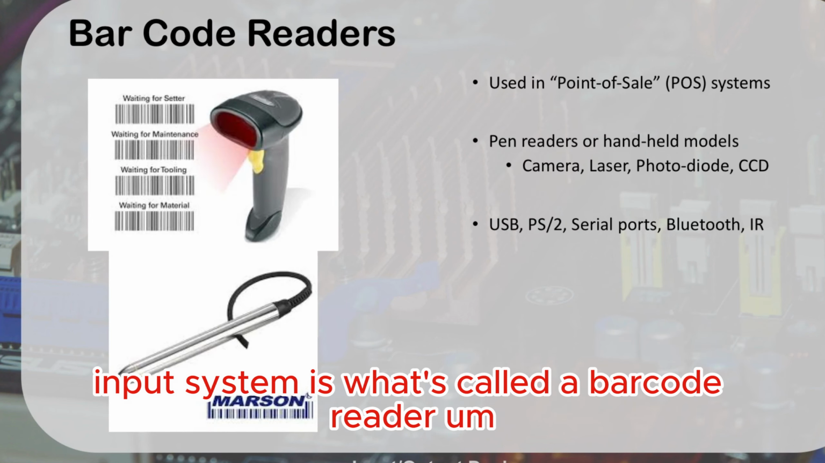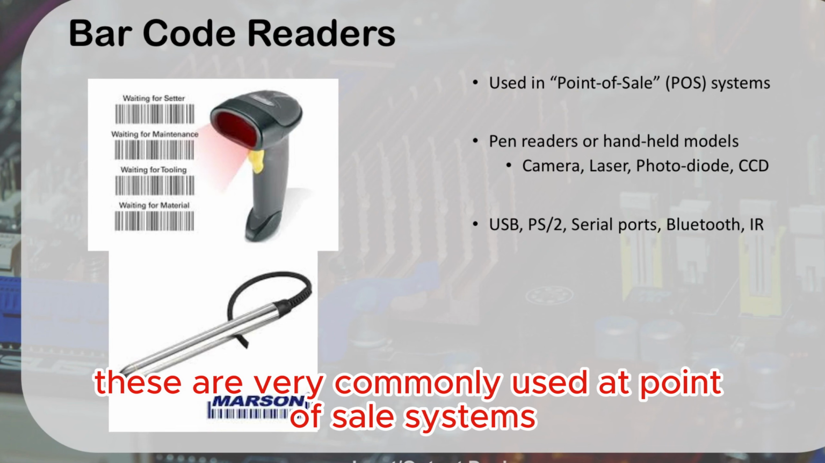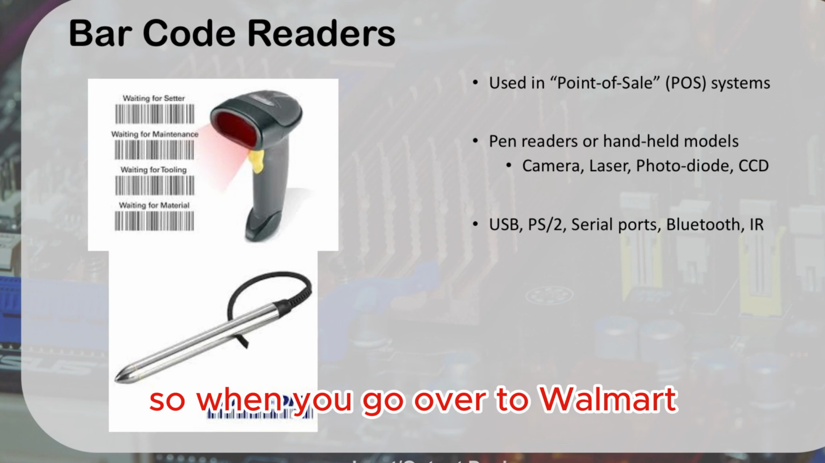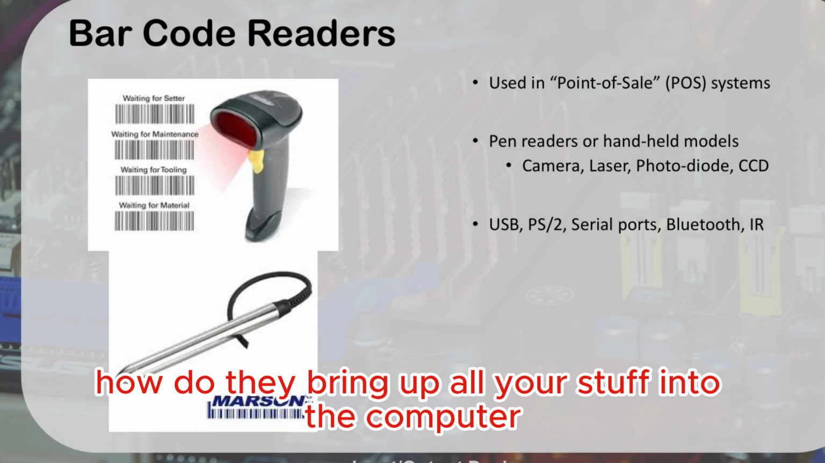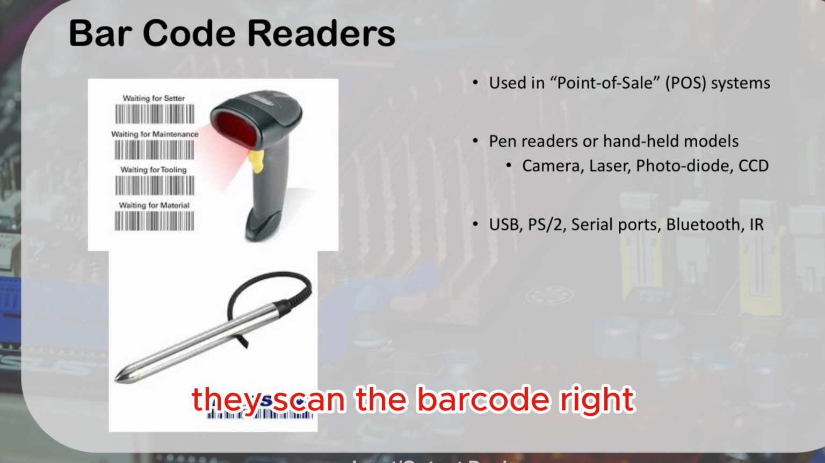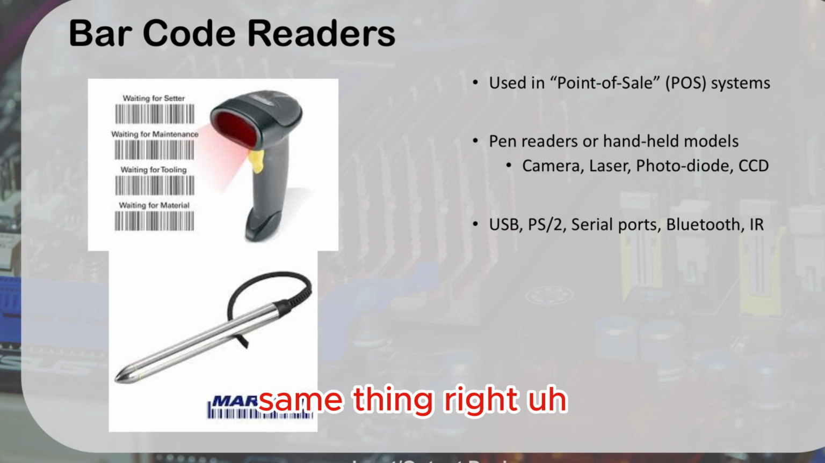Another input system is what's called a barcode reader. These are very commonly used at point-of-sale systems. So when you go over to Walmart, how do they bring up all your stuff into the computer? They scan the barcode, right? Same thing. So that's all these are.